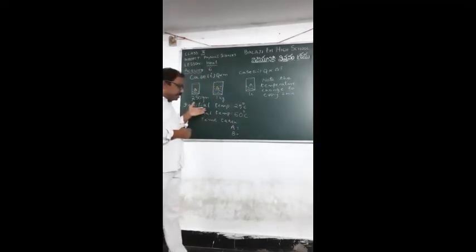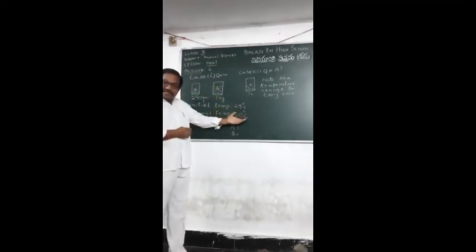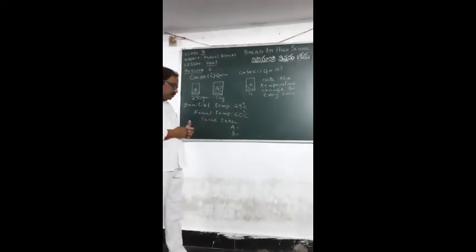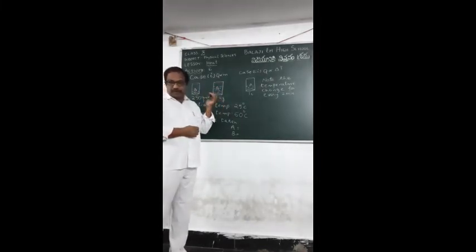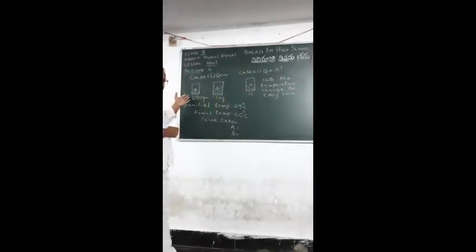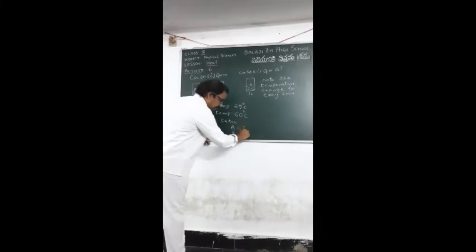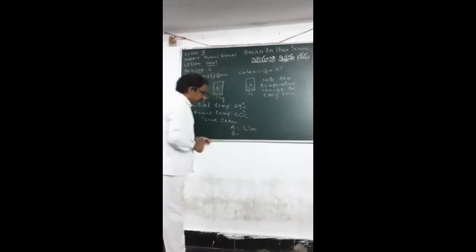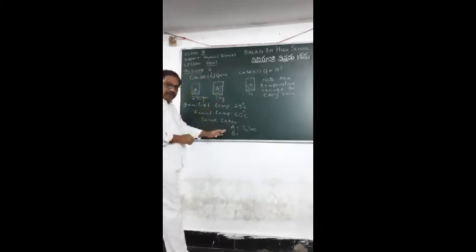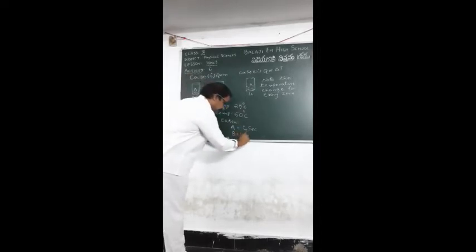What is the initial temperature? 25 degrees centigrade. What is the final temperature? 60 degrees centigrade. So note down the time taken for A and B separately. How can you note down the time taken? With the help of a stop clock. Let us take the time taken for A as T1 seconds, and the time taken for B as T2 seconds.